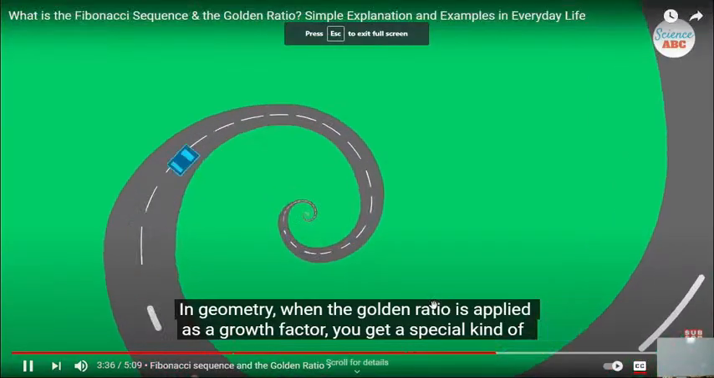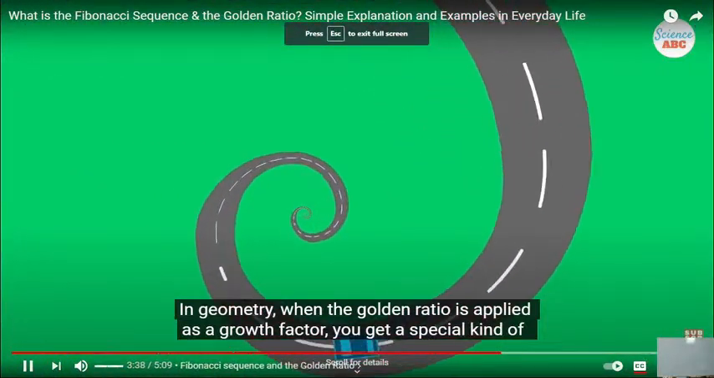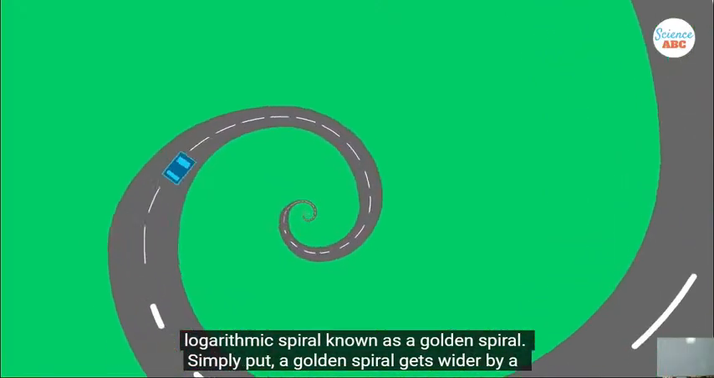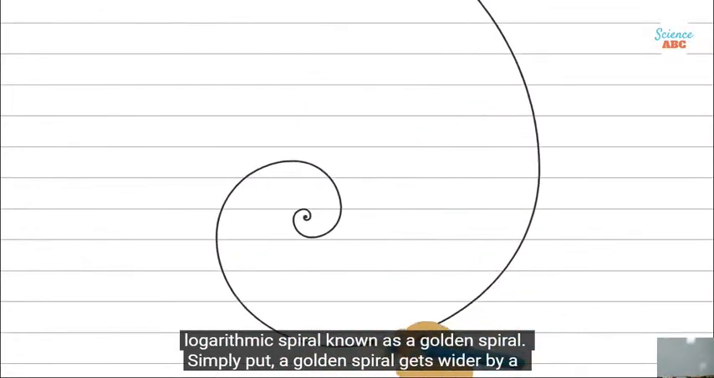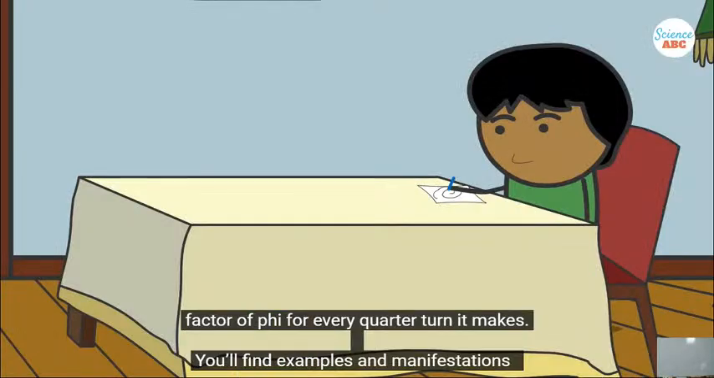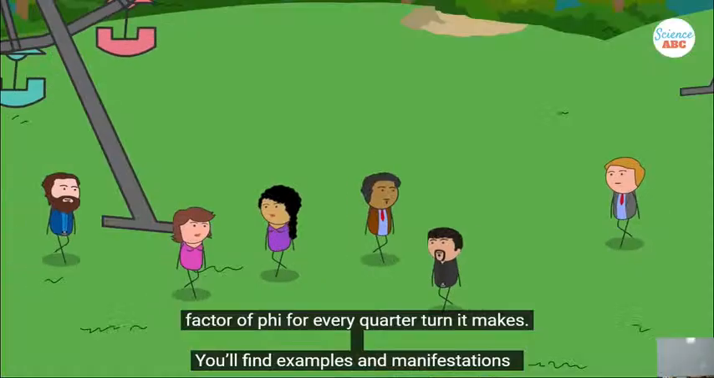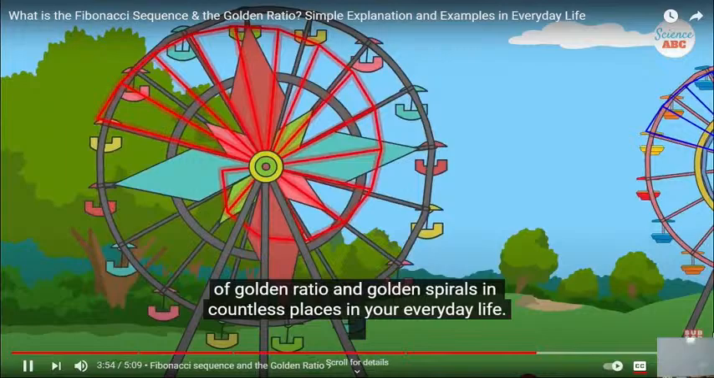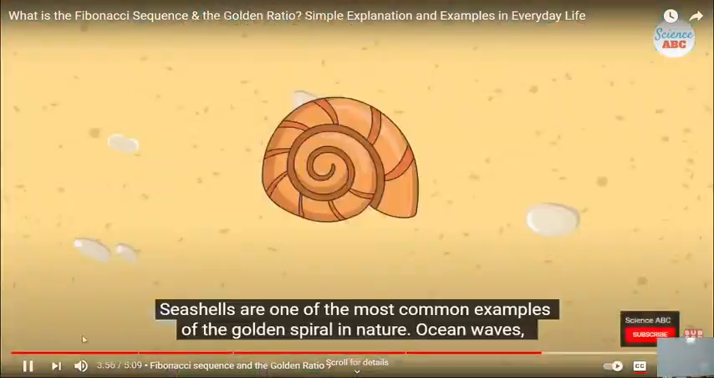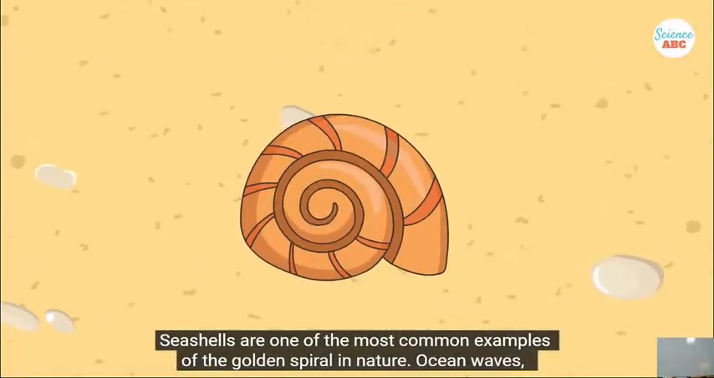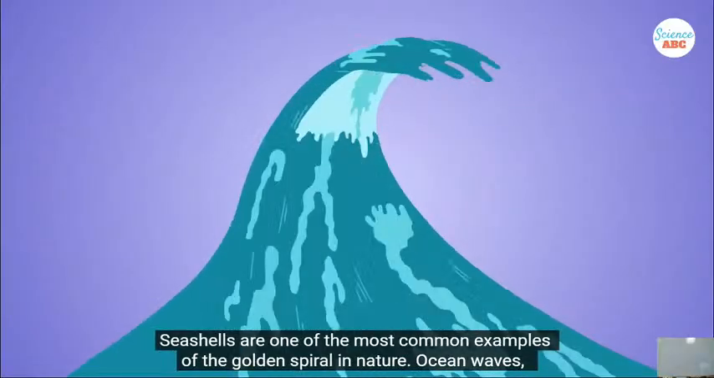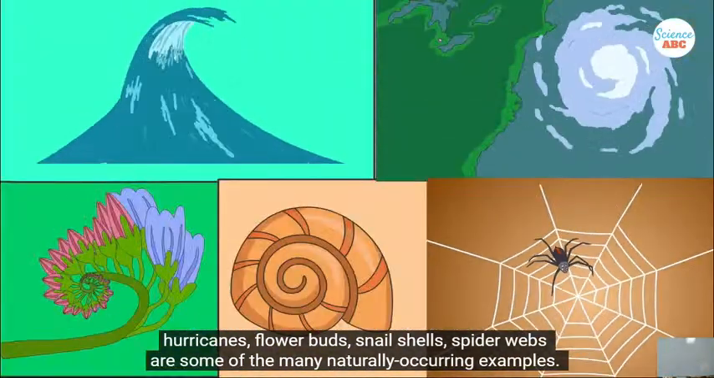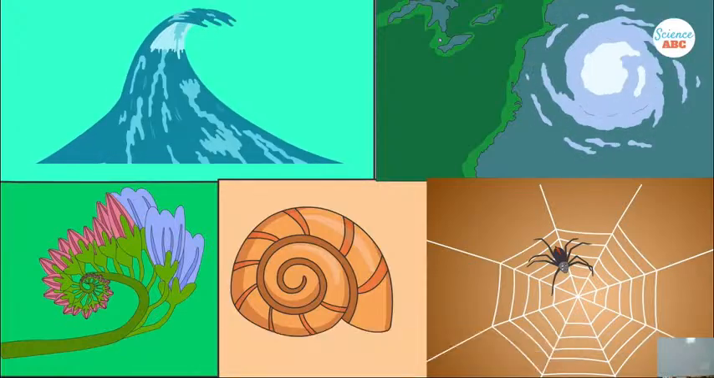In geometry, when the golden ratio is applied as a growth factor, you get a special type of logarithmic spiral, known as a golden spiral. Simply put, a golden spiral gets wider by a factor of phi for every quarter turn it makes. You can find examples and manifestations of the golden ratio and golden spirals in countless places in your everyday life. Seashells are some of the most common examples of the golden spiral found in nature, but ocean waves, hurricanes, flower buds, snail shells, and spider webs are just a few of the other naturally occurring examples.